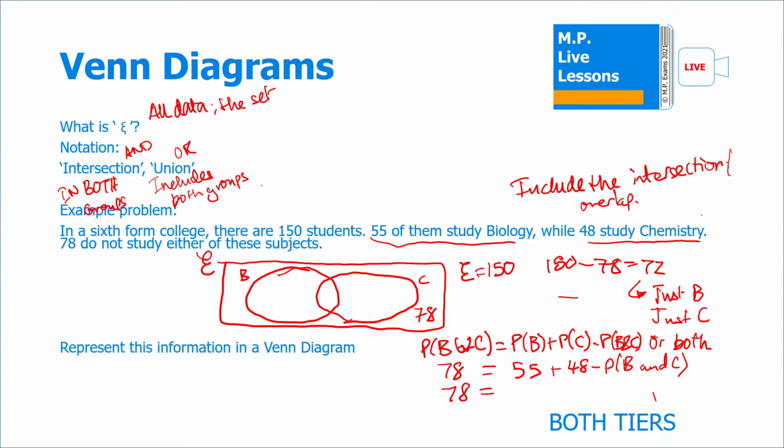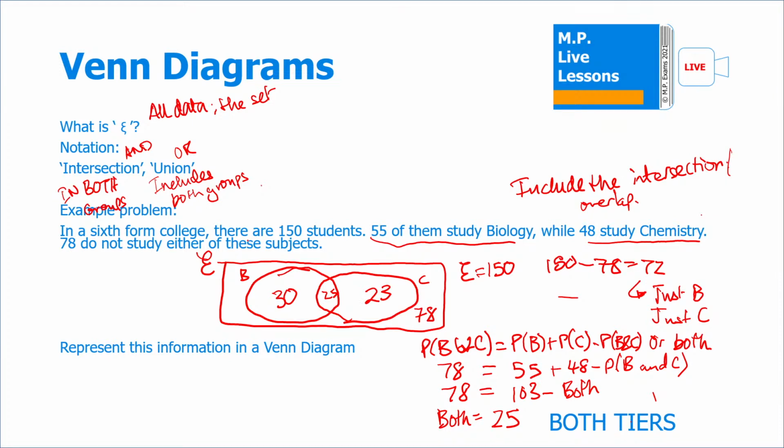So if we solve this, we get 90, 13. So in the middle, those who study biology and chemistry, there are 25 of them. So if you subtract these from the biology and the chemistry total, we'll just get the numbers that do, for example, biology only. That would be 30. And then 23 here.